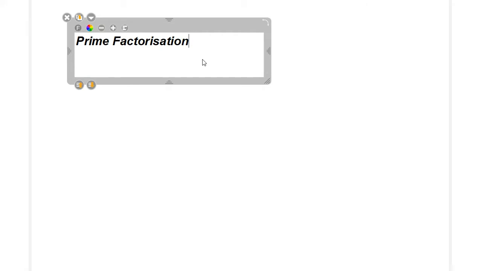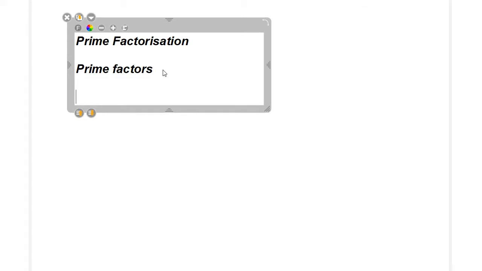Today we'll be learning about prime factorization. Let's begin by showing you what prime factors are. Prime factors are factors of a number that are prime numbers.